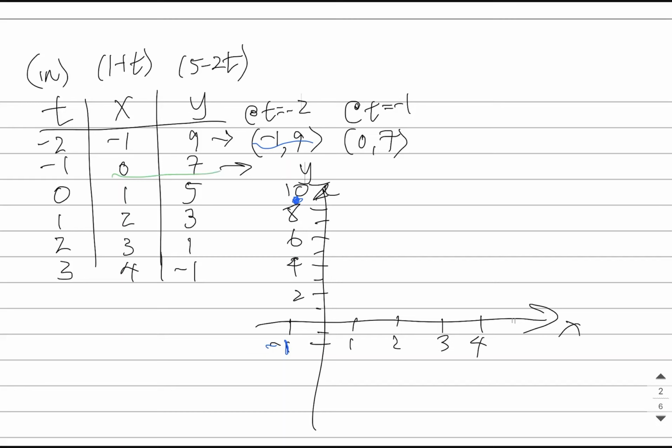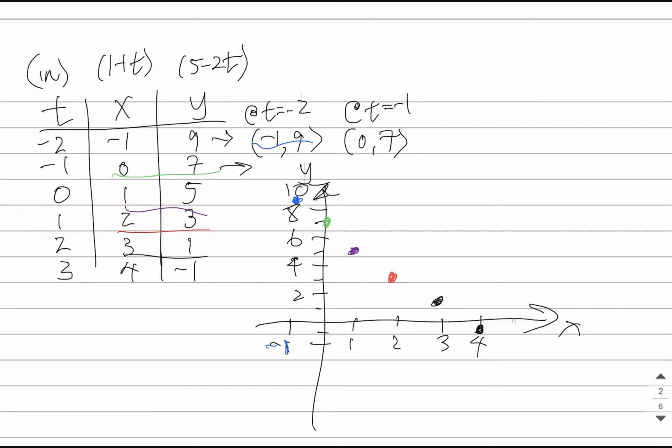When I'm at the time of -1, I should be at 0 and 7, so somewhere around there. When I'm at time 0, I should be at the point 1, 5, so somewhere around there. The next point lives at 2 and 3, so somewhere around there. And then you can see how the rest are going to shake out. I'll be at 3 and 1, and then at 4 and -1. So just like with any graphing, what we're doing is collecting a certain number of points, and then we make a guess about how to connect the dots.